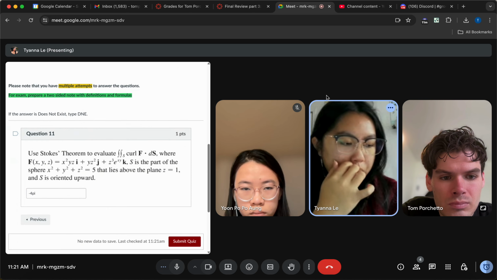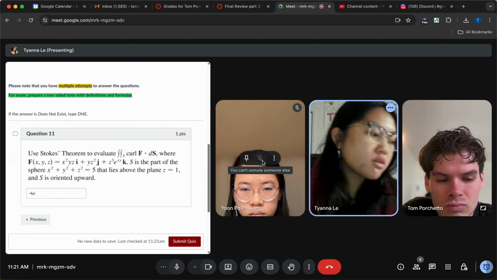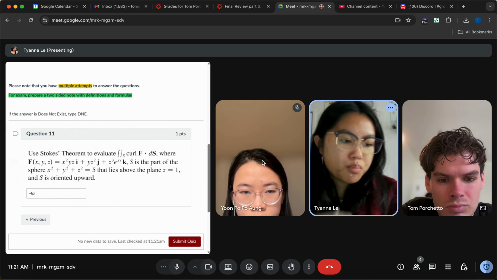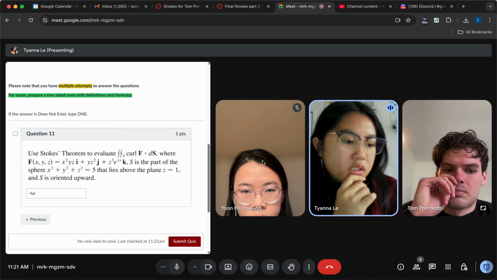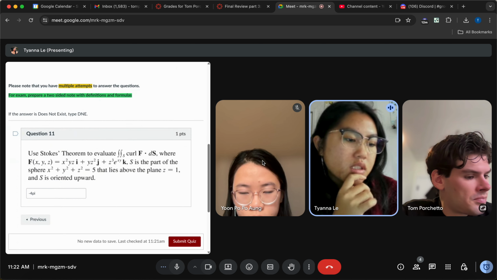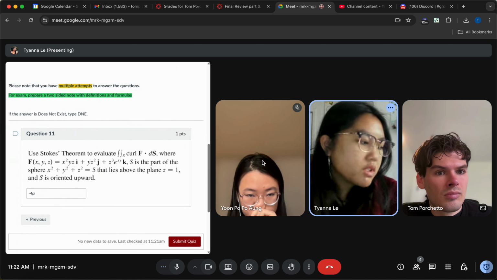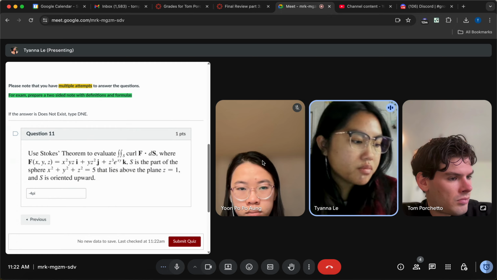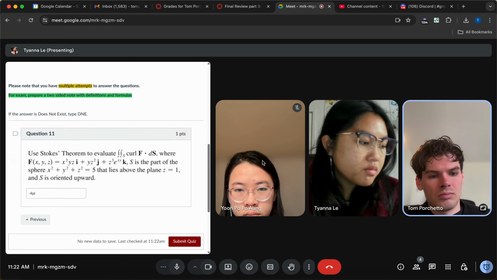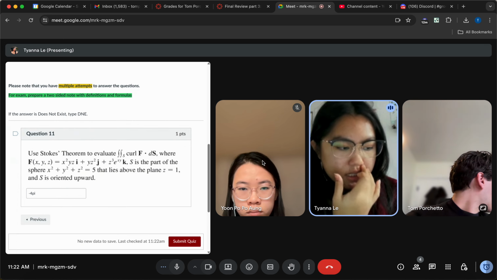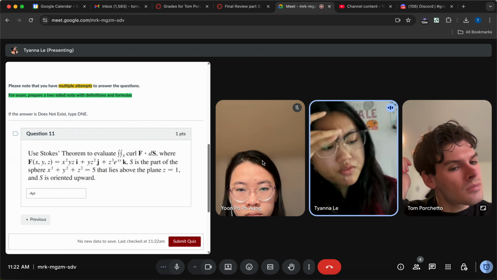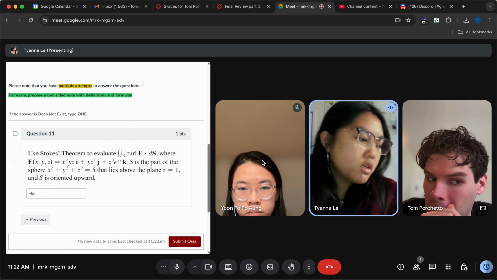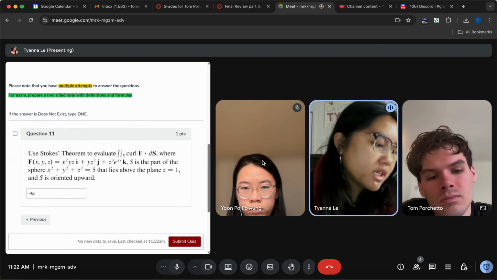Parameterize, you can use x equals 2 cos theta, y equals 2 sin theta, and z equals 1, with theta bounded from 0 to 2 pi. Do all that. Evaluate f dot dr along the circle. So you'll just get 4 cosine theta sine theta times (1 minus 4 cosine theta sine theta). Plug that into the integral from 0 to 2 pi. And then once you find the integral of that, you'll find that it's negative 4 pi.